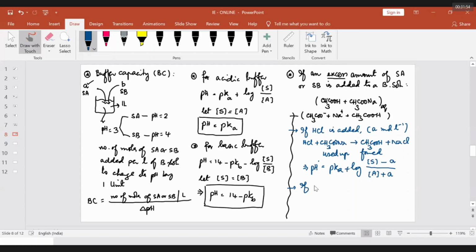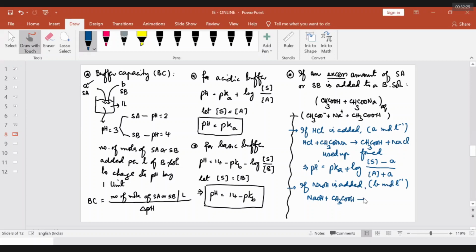Suppose, for example, if a strong base is added, sodium hydroxide is added. How many moles? B moles per liter. Base B moles, acid A moles. Then what happens? One sodium hydroxide goes inside, acetic acid says, come on, come with me. I am an acid, you are a base. Let us enjoy a game. Whereas sodium acetate says, I am also base, you are also base, we cannot have a pleasant life, it is not possible.